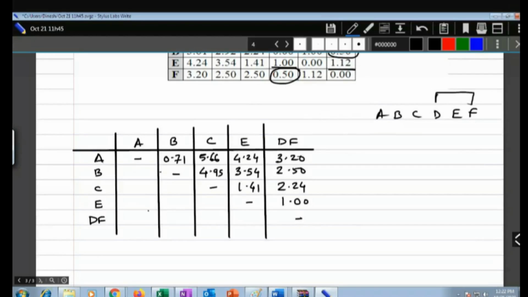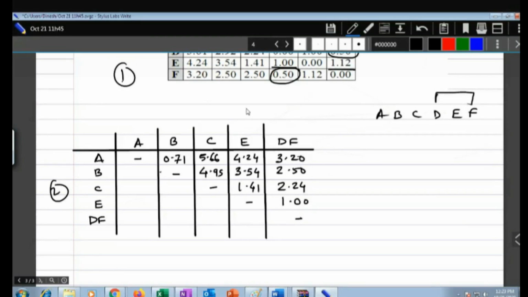If you want, you can copy down this value, or you can keep it as it is, because this is nothing but the symmetric one. If you want, you can copy this 0.71, then 5.66, and so on. There is no need actually, but if you want to fill the matrix, you can fill it like that. Now this is step number 2. This was step number 1, and this is the dendrogram for step number 1. This is step number 2.